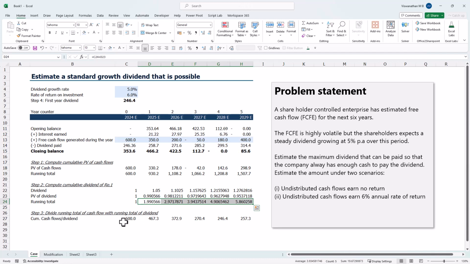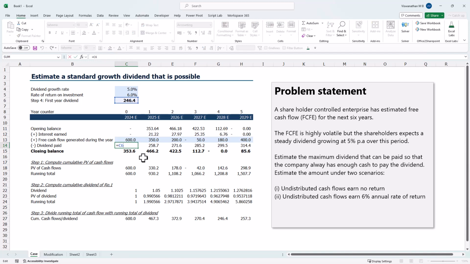So in this case, the lowest amount works out to be 246.4. And as you can see here, when we pay 246.36, we are able to give as much dividend as possible without running out of cash at any point in time.